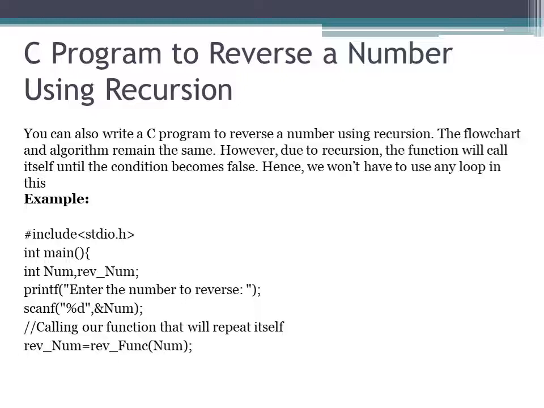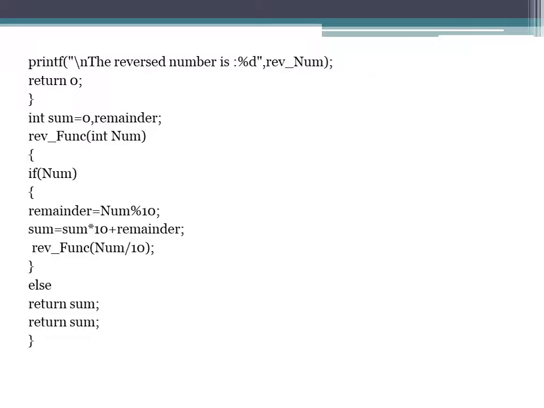Here the given condition is called the recursion. If reverse number equals reverse function of number, then we are going to print it, return 0. If not, int sum equals to 0, then the remainder will be computed. If num, then it will enter into the condition which we gave in the while loop. Then in the else condition, we will return sum. That's it. This is the program with recursion.